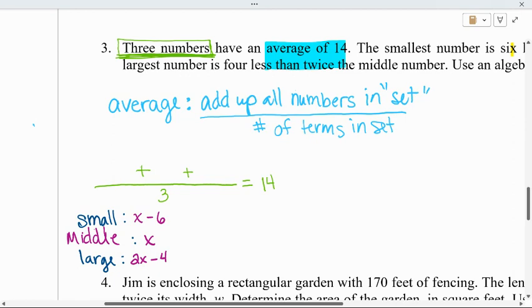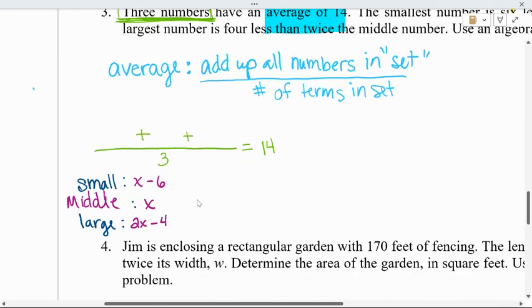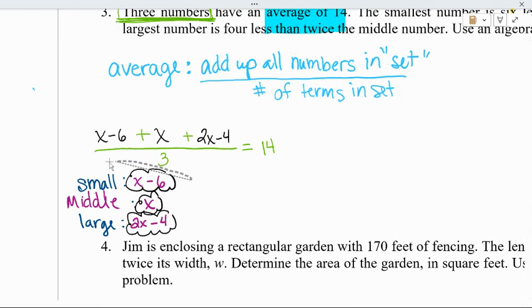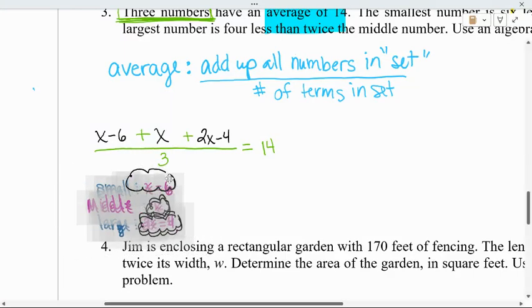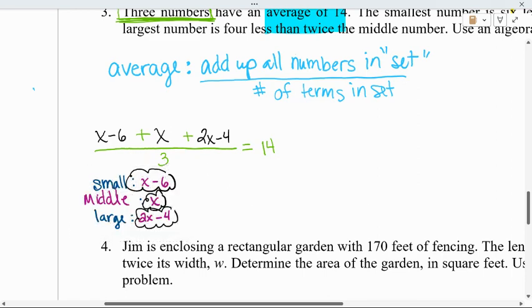Perfect. So those are the variables that represent the 3 numbers I'm adding together. The first number is x minus 6. The second number is x. And the third number is 2x minus 4. Okay. So now what do you want to do? We have to solve that.